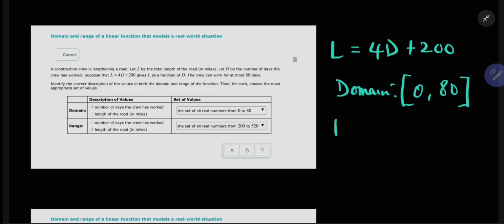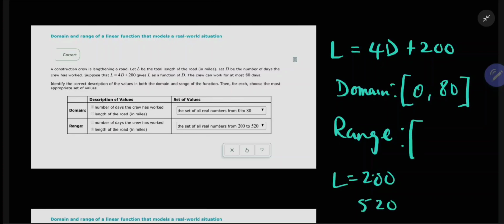So then the range is the length of the road. This goes from the result you have when D is 0 to the result you have when D is 80. When D is 0, you have 200. And when D is 80, you have 80 times 4, that's 320, plus 200, that's 520. So our range would go from 200 to 520. I thought this was really interesting.